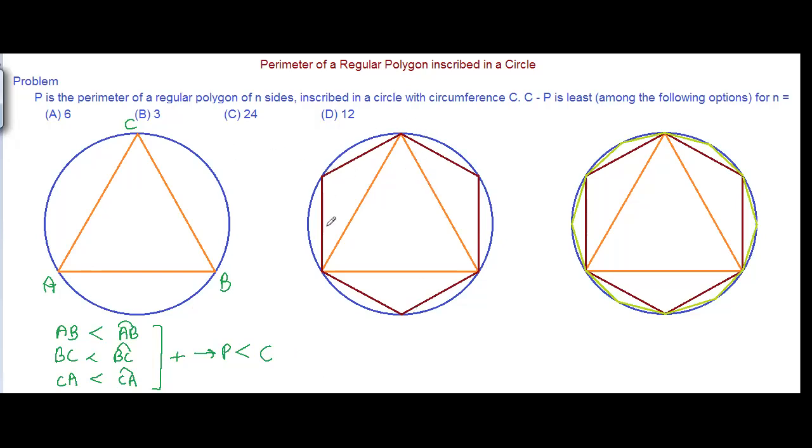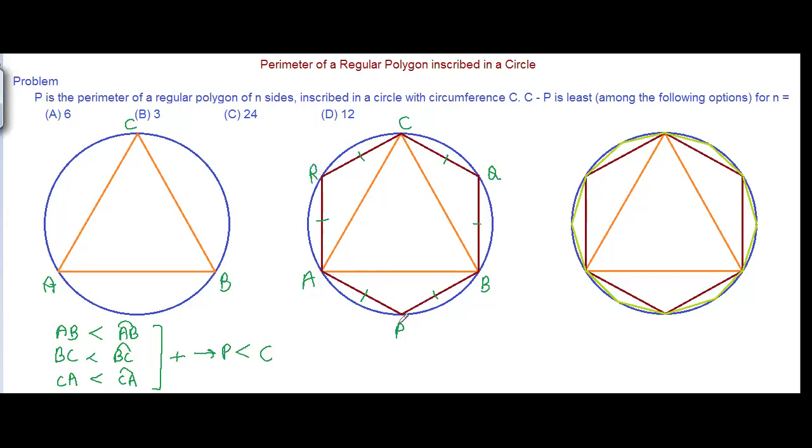Now we come to this second figure. In this figure, we have made this regular polygon of 6 sides using the previous triangle. How? If the triangle was ABC, I have taken the middle point of arc AB as P, the middle point of the arc BC as Q, and the middle point of the arc CA as R.